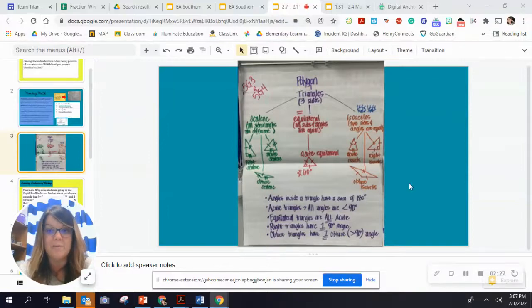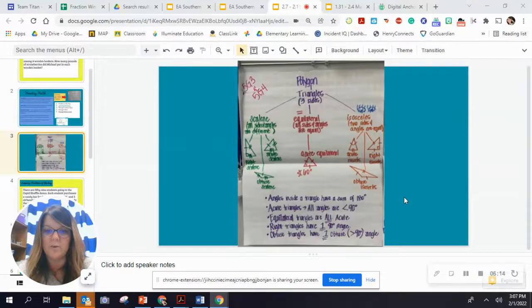You can have three types of isosceles triangles. Remember that isosceles means two sides are the same. Acute isosceles triangles have two equal sides and all the angles are acute or less than 90 degrees. You can have an obtuse isosceles triangle in which one angle is greater than 90 degrees and two sides are equal. And you can have a right isosceles triangle, which means that two sides are the same and one angle is equal to 90 degrees, which is a right angle.